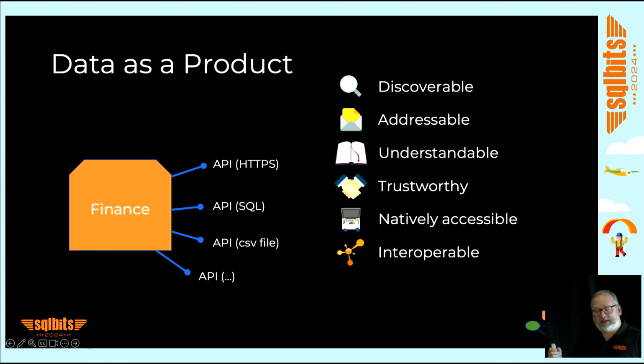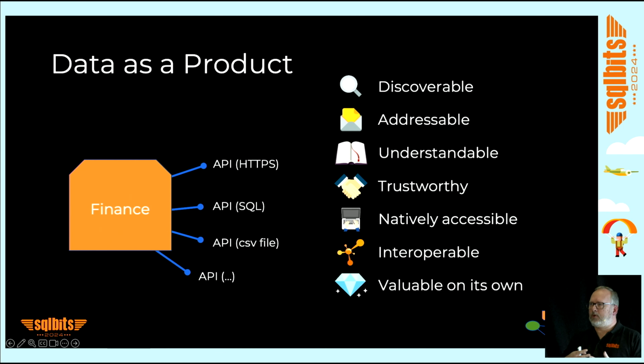It needs to be interoperable. So that means that data across domains should mean the same thing. So a vendor in one domain should be the same as a vendor in another domain. And it needs to be valuable on its own. So a data product should have meaning in itself. If it needs to be correlated with some other data product in order to get some meaningful insight, then maybe that is not a good candidate for a data product.